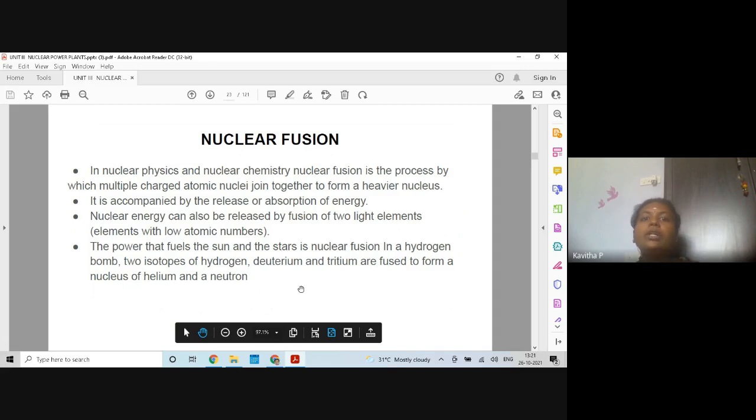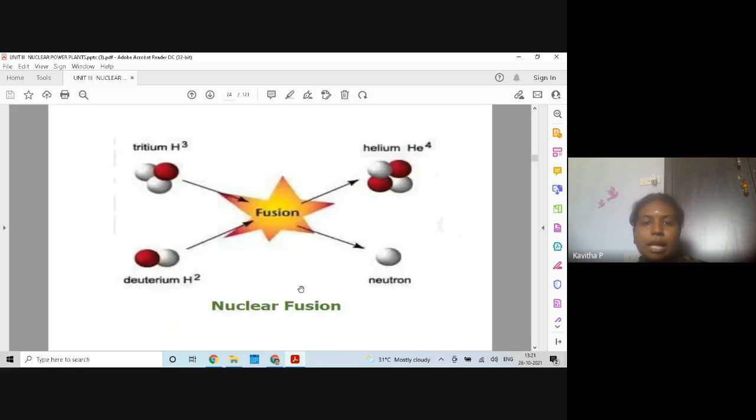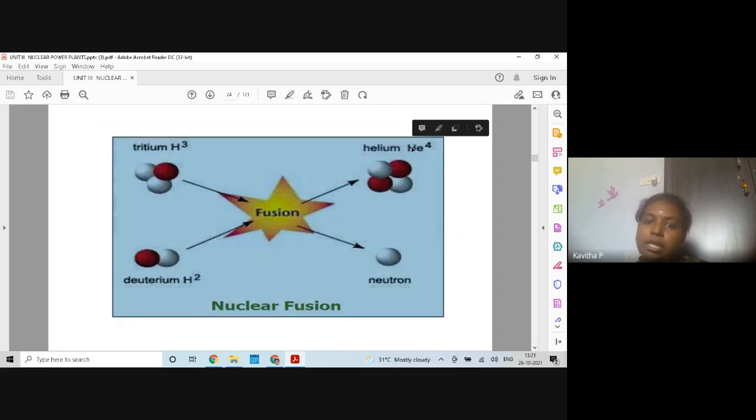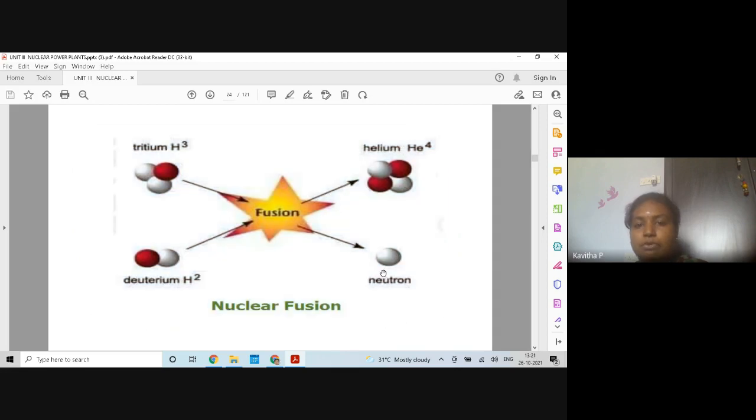So we know that nuclear fusion is the process of combining 2 light nuclei to form 1 single heavy nucleus. We have the isotopes of hydrogen. This hydrogen is called deuterium, and this hydrogen is called tritium. So these light nuclei are combined together in the fusion process to form helium, and it also generates 1 neutron. Also, an enormous amount of heat is released or absorbed in the fusion process. So these 2 light nuclei combine together in the fusion process and produce 1 heavy nucleus, which is helium.